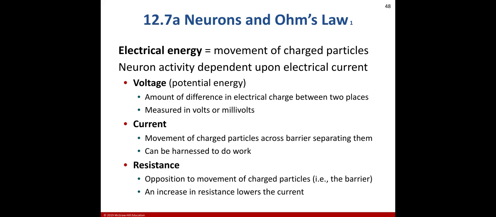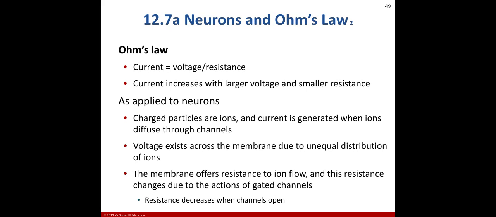Resistance is the opposition to movement. So it's the membrane, it's the barrier. And an increase in that resistance lowers the current. With that, we have what we call Ohm's law. Current is equal to voltage divided by resistance. So the current is the voltage over the resistance. As the current increases with larger voltage, the resistance decreases.